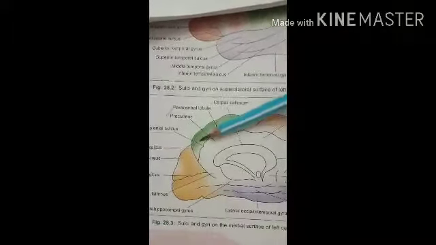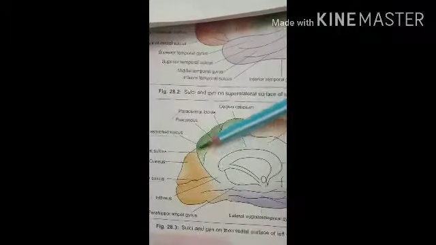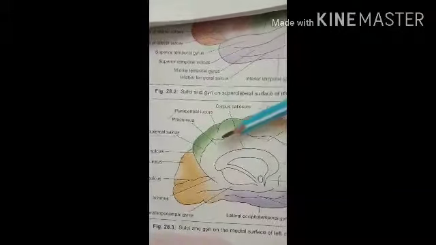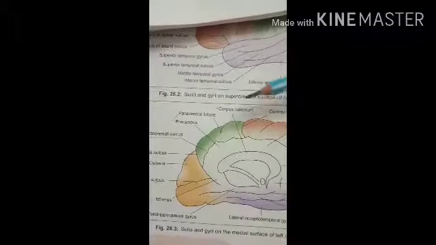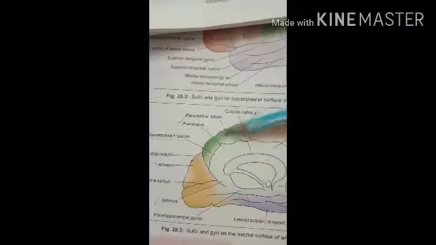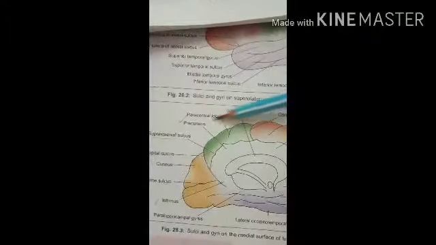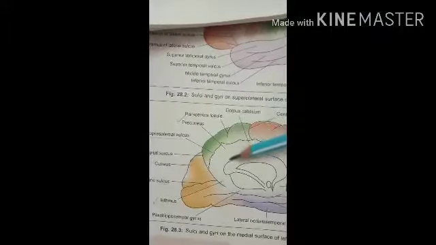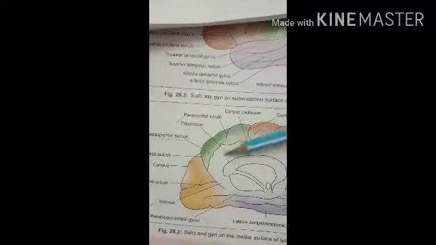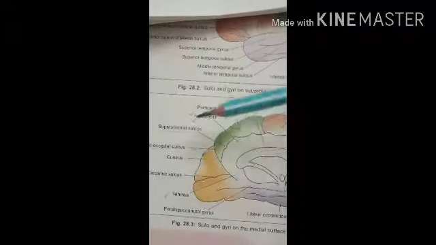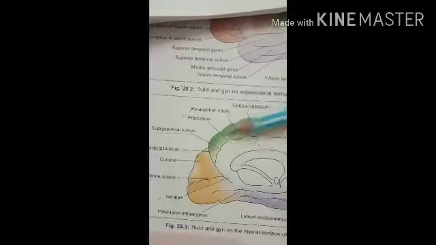Then the quadrangular area which is present between the parieto-occipital sulcus and the paracentral lobule, this one, is called the precuneus. Here you can see, this is the precuneus.